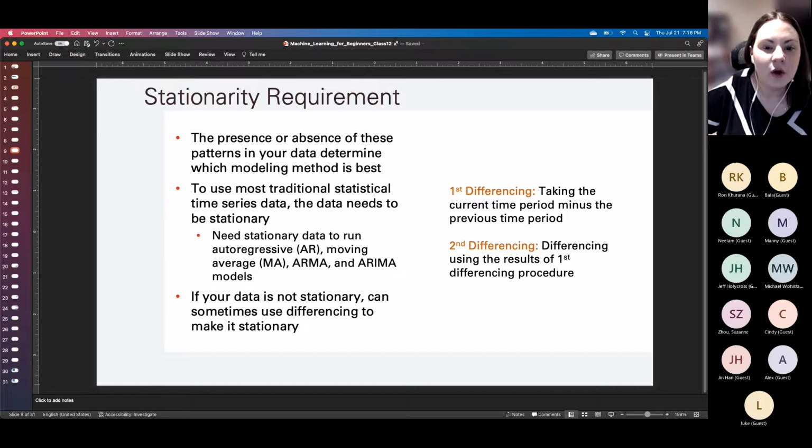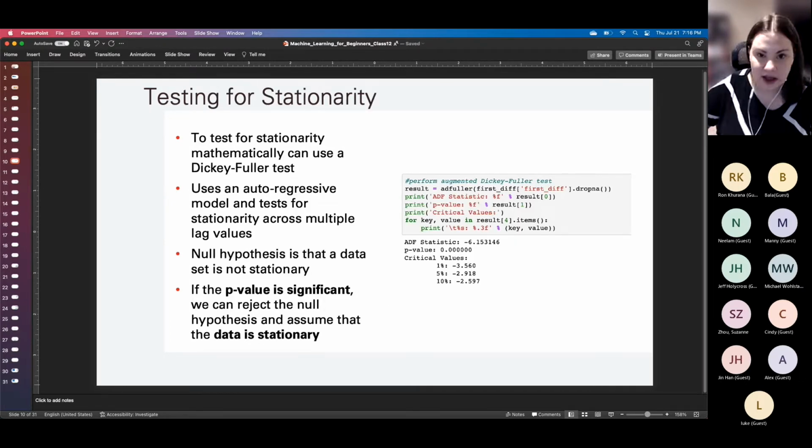Right. I did cover this the last time, but I wanted to cover it again because the stationarity concept will tell you whether you want to use a model that handles seasonality and trend, or the traditional time series models.